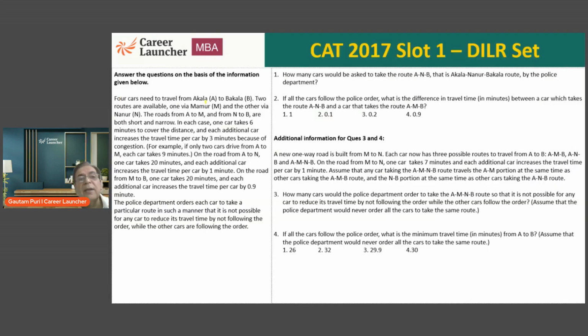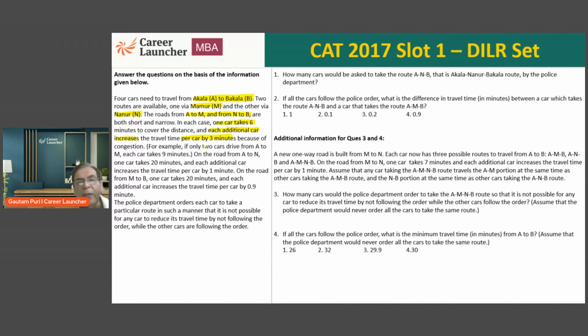Okay, 4 cars need to travel from A to B, Akala to Bakala. Two routes are available, one via M, other via N. The roads from A to M and N to B are both short and narrow. In each case, one car takes 6 minutes to cover the distance, and each additional car increases the travel time per car by 3 minutes because of congestion.